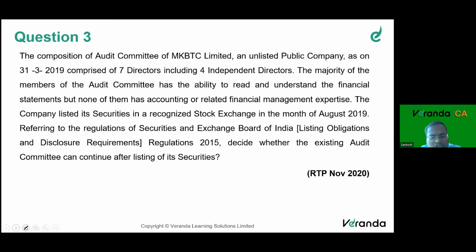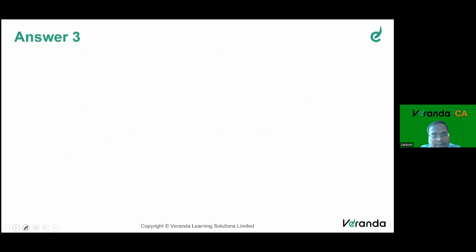Referring to the SEBI listing and disclosure requirements, LODR regulations 2015, decide whether the existing audit committee can continue after listing of its securities. So what are they saying? Right now they have an audit committee where people can read and understand financial statements, but none of them have the expertise. They have normal knowledge, but not the expertise. So what does the law say?